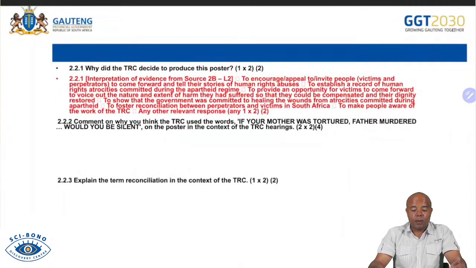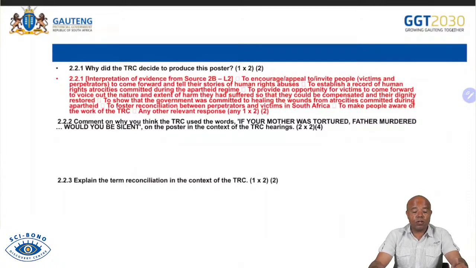Let's look at the answers. To encourage, appeal, to invite people, victims, perpetrators, to come forward and tell their stories. Now take note, we only need one answer, and we have provided basically six answers. So the key here is to encourage, appeal, to invite people, victims, perpetrators, to come forward and tell their stories of human rights abuses, to establish a record of human rights atrocities committed during the apartheid regime, to provide an opportunity for victims to come forward to voice the nature and extent of harm they had suffered so that they could be compensated and their dignity restored, basically.